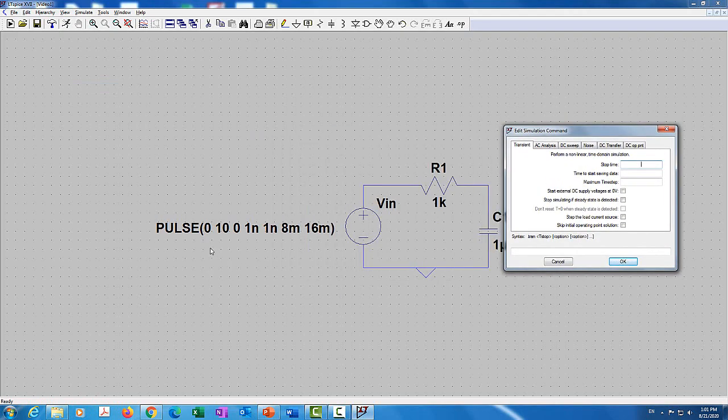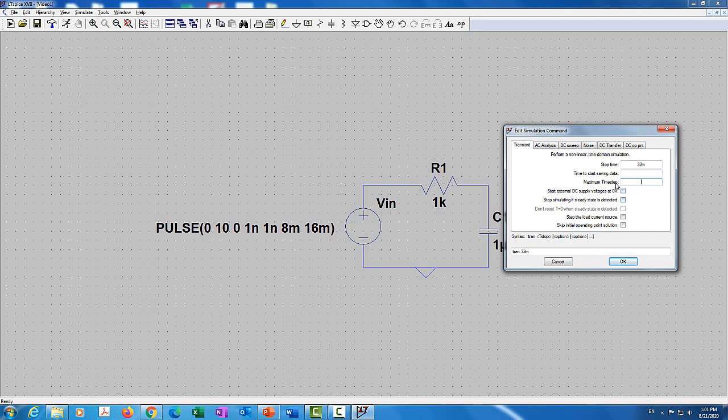So I wanted to show 2 complete cycles. So here I have 16 milliseconds per cycle. So I'm going to do 32 milliseconds. That's 2 complete cycles. I will start saving the data immediately. And then here, this is a very important step, which is basically the maximum step size.